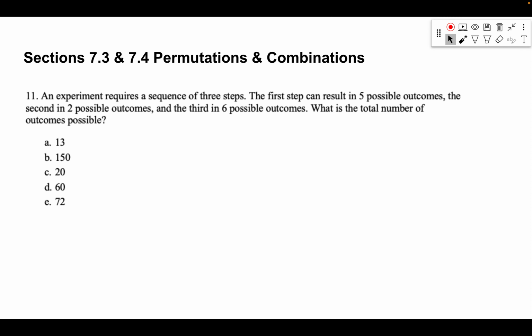Okay, so here's the first question. The experiment requires a sequence of 3 steps. The first step can result in 5 possible outcomes, the second in 2 possible outcomes, and the third in 6 possible outcomes. What is the total number of possible outcomes? You've got your choices there. Go ahead and work it. Come back in about 45 seconds and we'll do it together. Let's see if you can remember how to do this one.